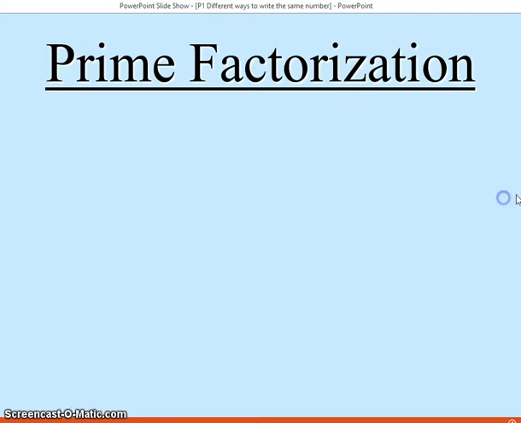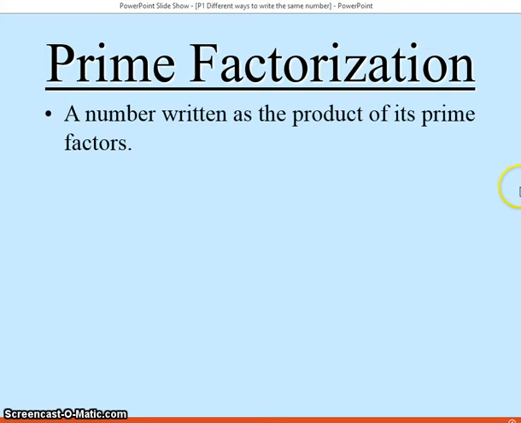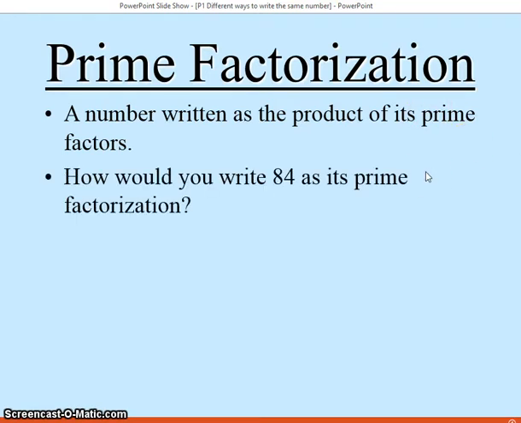Prime factorization. A number is written as the product, which we know means to multiply, of its prime factors. Prime means it only has 2 factors, 1 and itself. So how could we write 84 as its prime factorization? You may remember this from last year as making a factor tree.